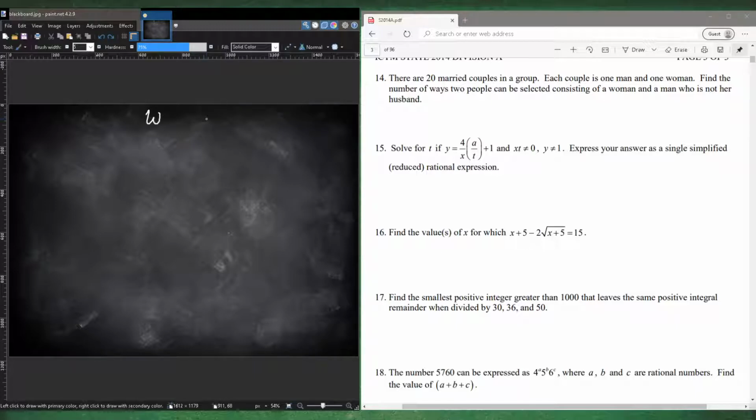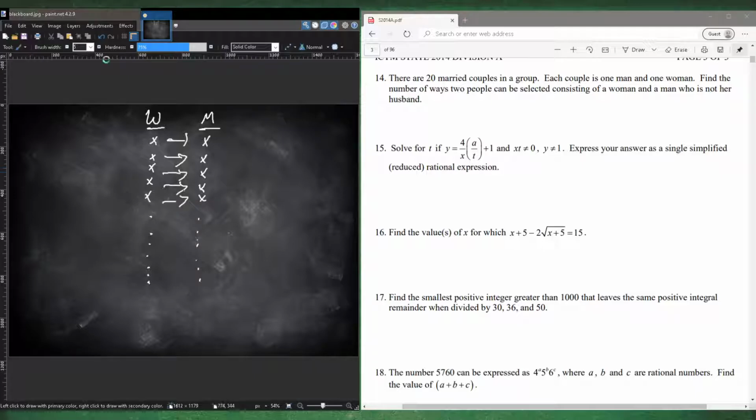Sorry, I wrote i because I was thinking integer. Okay, so we could have x, x, x, x, x, x, etc. And I'll just use a bunch of dots to represent the rest. I'm not going to write every single one of the 20 because it's unnecessary. So each one opposite of them, that's their husband.